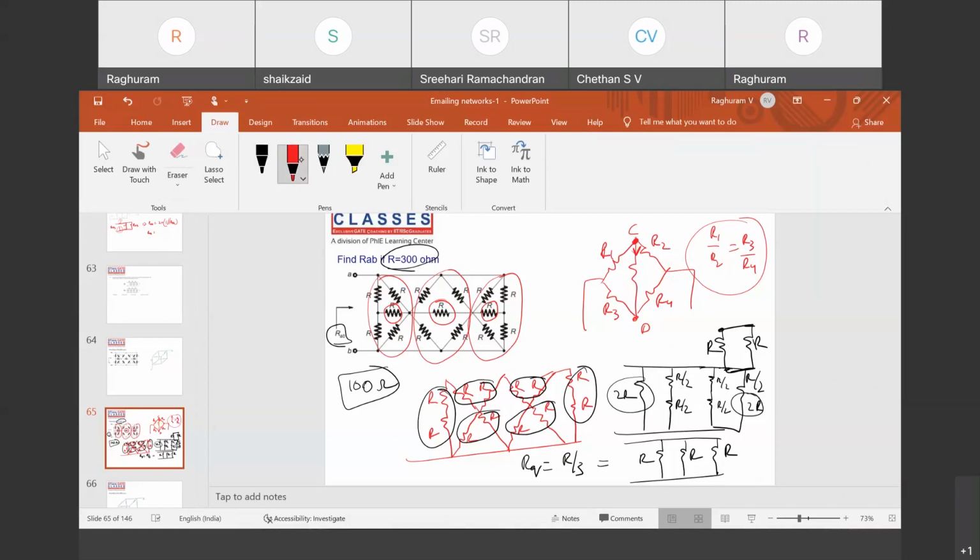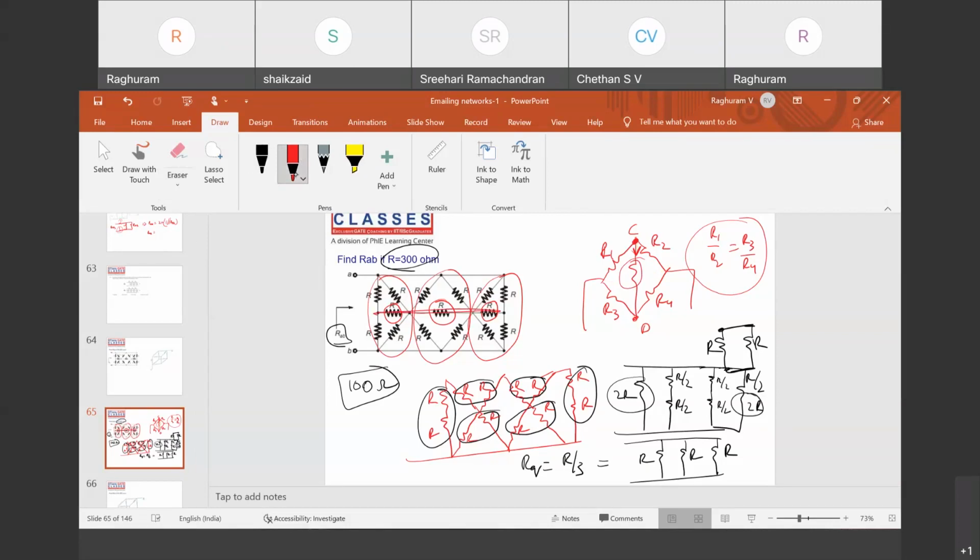So R1 by R2 is R3 by R4. When this happens, you can either remove this resistor or you can short it. It doesn't affect the circuit. If you repeat by shorting this, you'll get the same answer. If you want, you can try it.